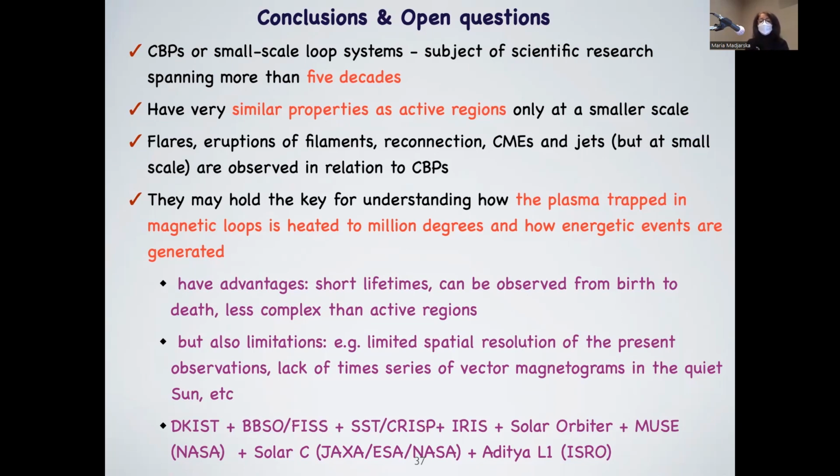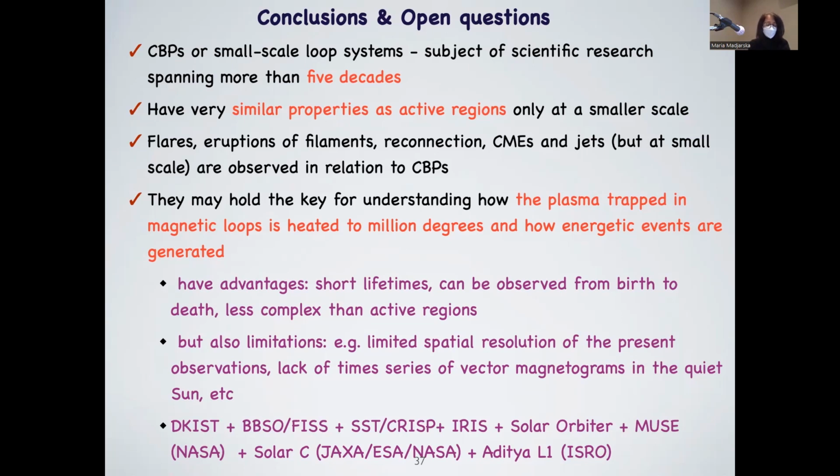They have short lifetimes, so they can be observed from birth to death. And as I said, they are much less complex than active regions. But we have limitations and challenges using and analyzing this data of small-scale loops. We still have a limitation of the spatial resolution. We still have a lack of vector magnetograms, which are very important for data-driven modeling in the quiet sun.